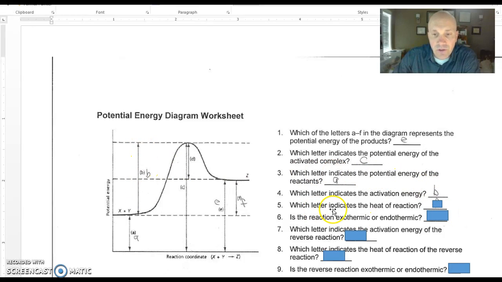All right. So which indicates the heat of the reaction? Technically it should be what's the change in the heat of the reaction. So what's the difference in the amount of energy from here to here? That would be represented by F. And one thing I want to point out is in going in the forward reaction, that would be heat that has to be put into the reaction. So the reaction would be absorbing that much heat.